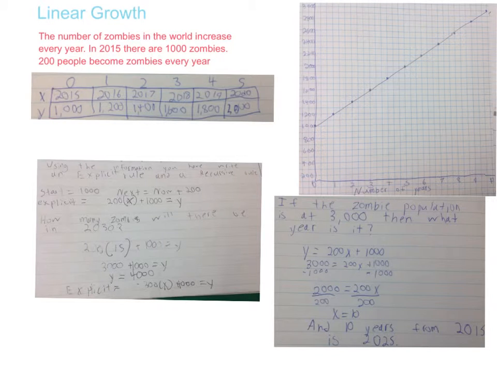The number of zombies in the world increases every year. In 2015, there are 1,000 zombies, and 200 people become zombies every year. So we have our table, and in the original year, so 0 years have passed, it is 2015, and there are 1,000 zombies. And after 1 year passing, it's 2016, there's 1,200 zombies, and etc.